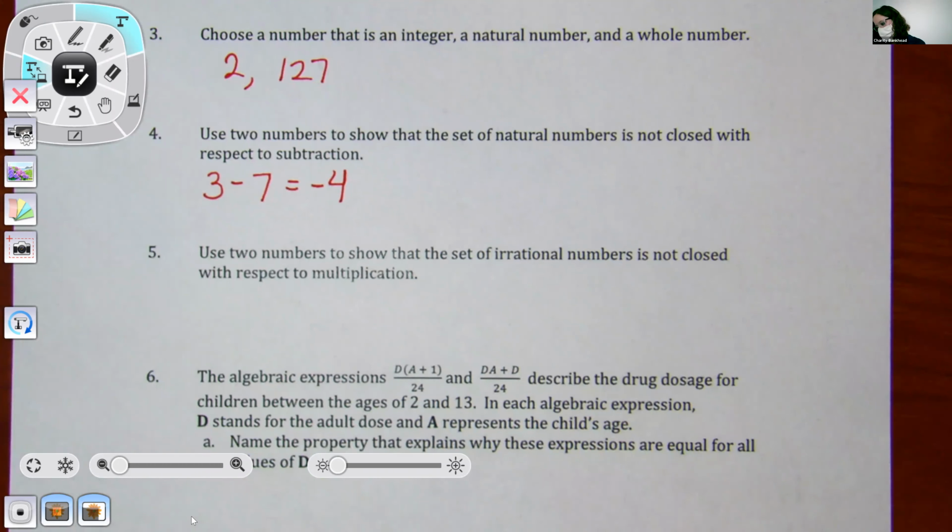Okay. Number 5, use 2 numbers to show that the set of irrational numbers is not closed with respect to multiplication. So that means I need to find 2 irrational numbers that I can multiply together, and my answer is not an irrational number.